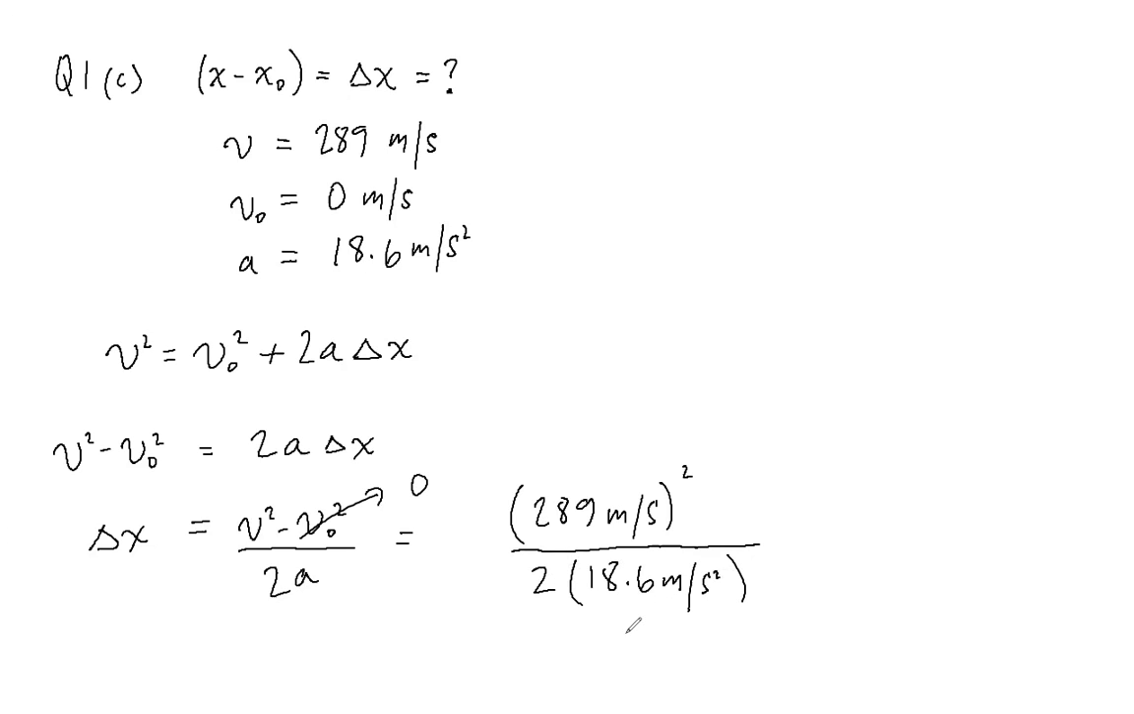And we look at our units here. This guy goes away. This becomes plain old meters. And then we have inverse second squared, that cancels. So this is going to be in meters like we want. And so when we do this out, we end up with 2,245 meters.